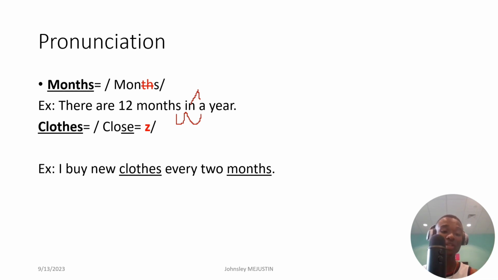And this one sounds exactly like the verb close. Close. You see? Don't worry too much about this one. Let's go. I buy new clothes every 2 months. That one here, it sounds like z. You say clothes. I buy new clothes every 2 months. Moi acheter vêtements tout neufs chaque 2 mois. Okay? So, months, clothes. I believe that was helpful.